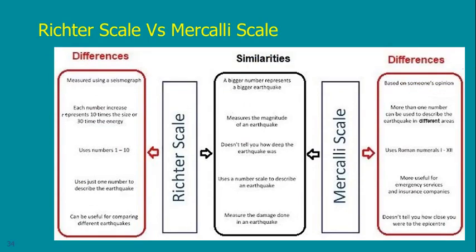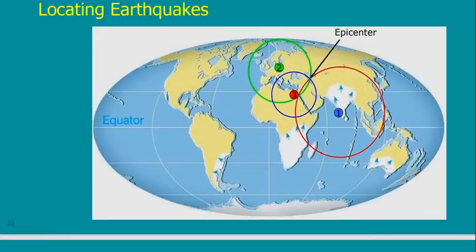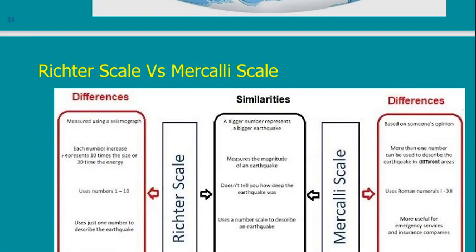Another important thing for earthquakes is how we measure them. We measure an earthquake using the Richter scale or the Mercalli or modified Mercalli scale, both. What is the difference between them? You can refer to this figure. This is important. What are the similarities between both, and what are the differences?